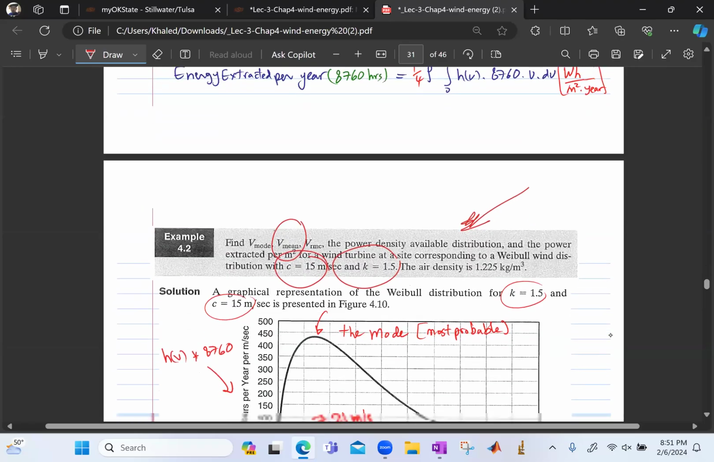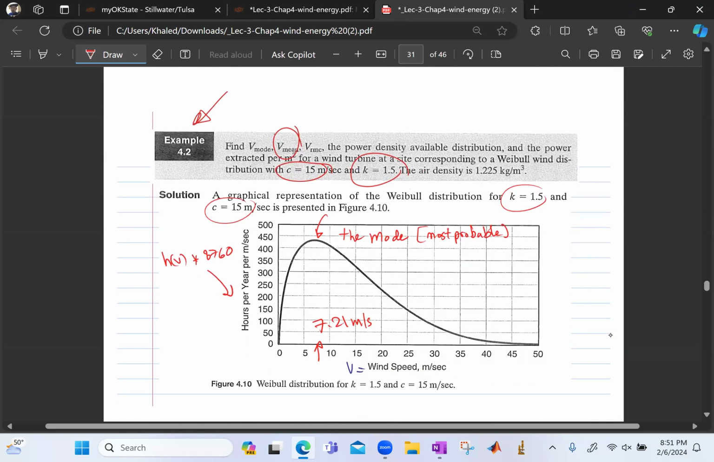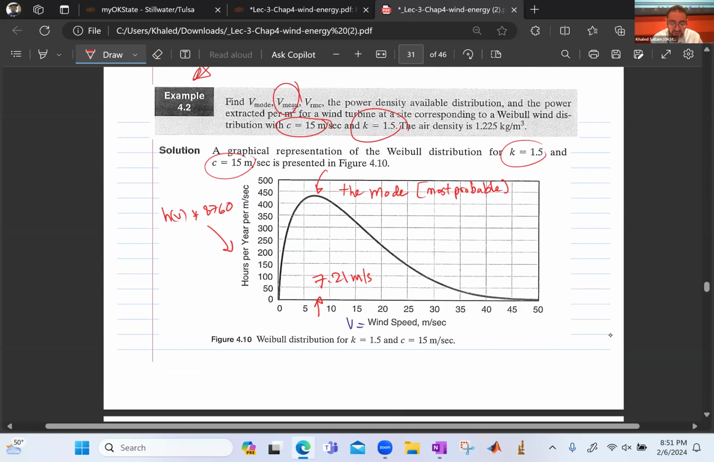Sorry, I didn't share, right? So I was saying that this example 4.2 is exactly what I'm planning to do in the midterm. Example 4.2, where you find V mean if C is this and K is this. This is one of the 3 problems I'm planning to give in the midterm. For any K and C, find V mean. You will say it's a Weibull distribution, with that K and that C, but different K and C, right?